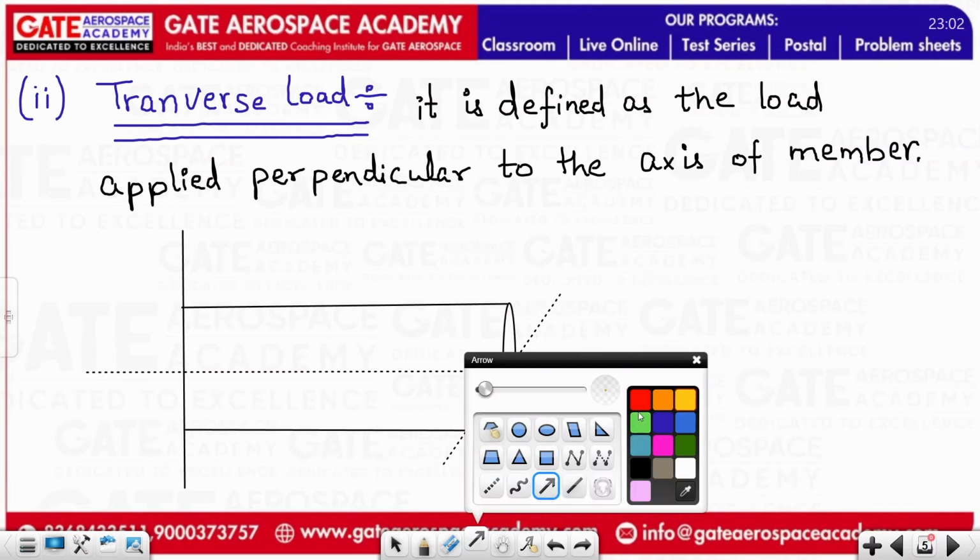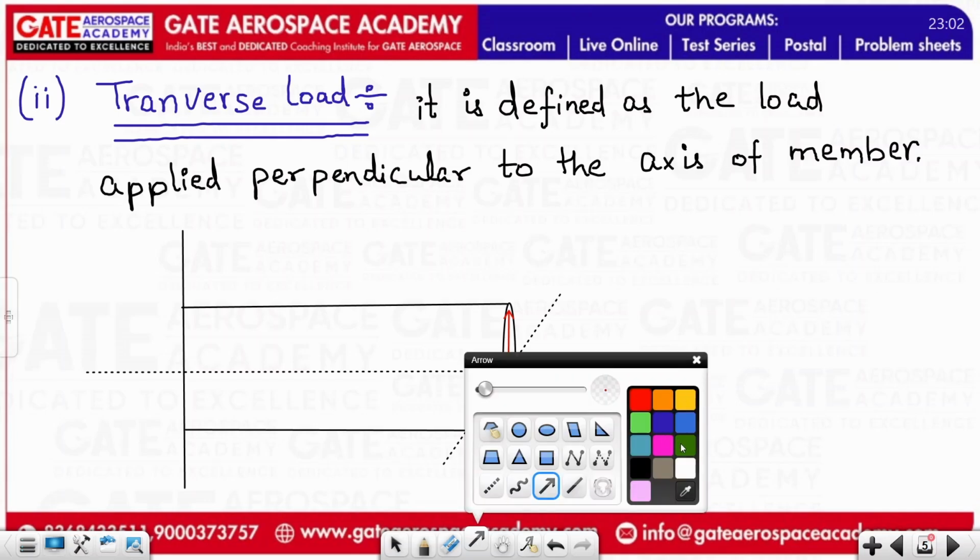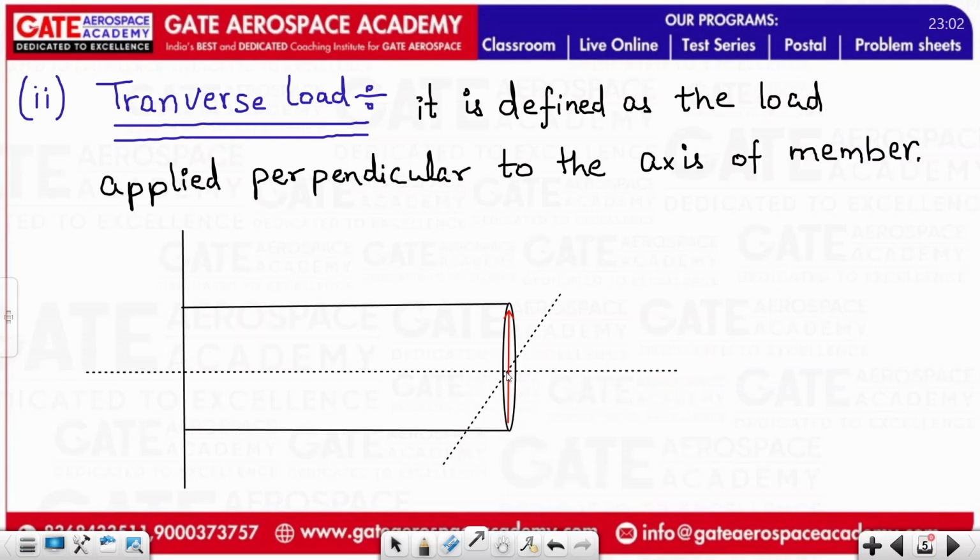The yellow color is not visible properly, so let me change the color. Yes, the load is applied perpendicular to this, or somewhat like this. You can see the load in this direction also, from the center. So it is perpendicular. Okay, just understand this thing. The load that we are applying here is perpendicular.